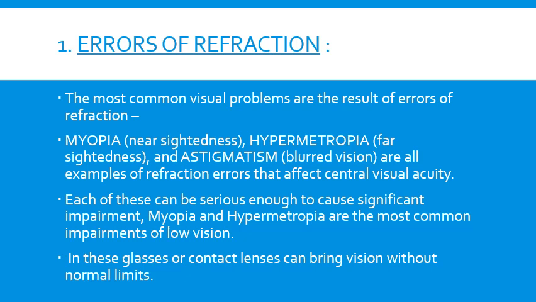Then, when the cornea or the lens of the eye is irregular, the light rays from the object would be blurred or distorted. This results in astigmatism, also known as blurred vision. These causes can be rectified by using glasses or contact lenses.